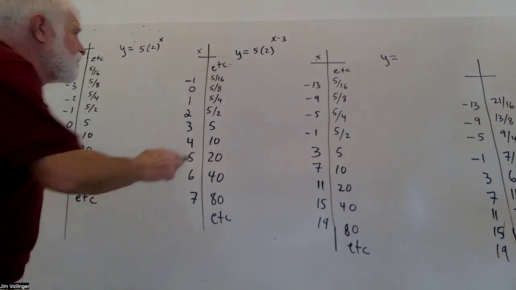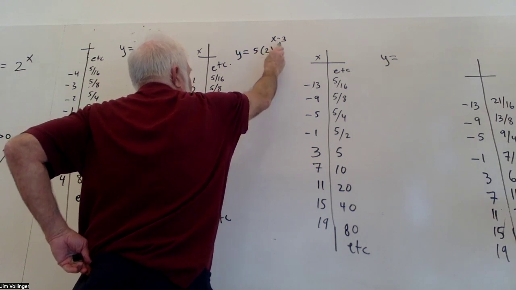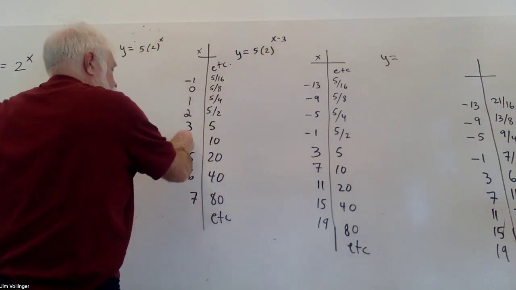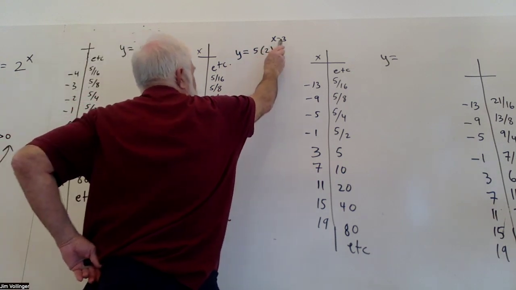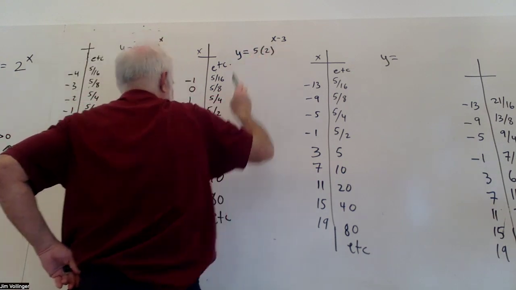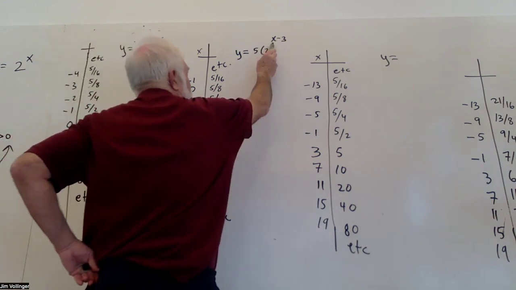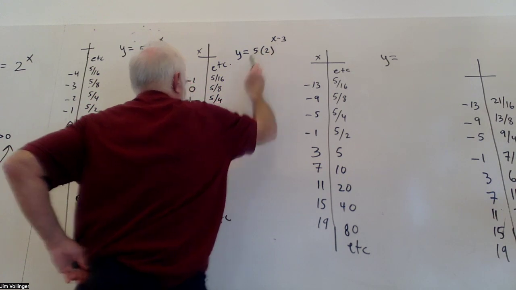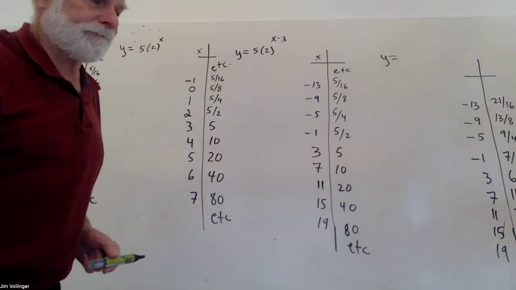Now 3 minus 3 is 0. 2 to the 0 is 1. 1 times 5, 3 gets me 5. Let's try a 4. 4 minus 3 is 1. 2 to the 1 is 2. 2 times 5 is 10. Let's try a 5. 5 minus 3 is 2. 2 squared is 4 times 5 is 20. Yep, that one looks like it's right.